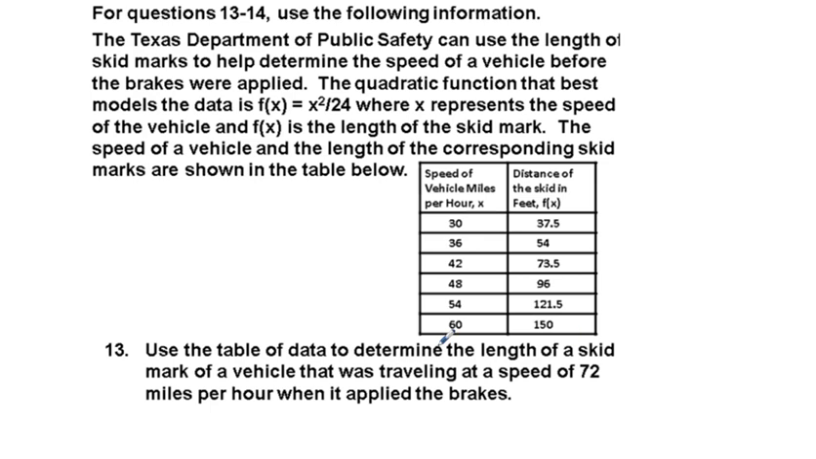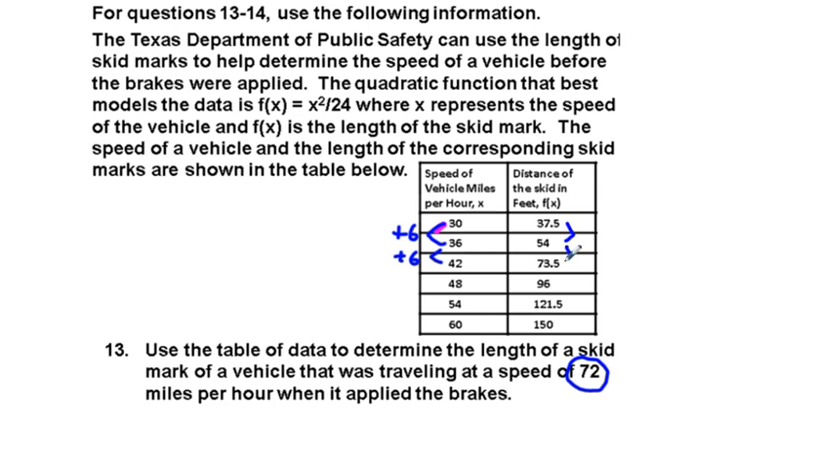It says use the table data to determine the length of the skid mark of a vehicle that was traveling at a speed of 72 miles per hour when it applied the brakes. And so we see up here on the left side that we are increasing by 6, so plus 6, and so on. For 72 miles an hour, we're going to have 2 more iterations of this table, because 60 plus 6 would be 66, plus another 6 would be 72. So let's go ahead and apply and see where we're headed on this.